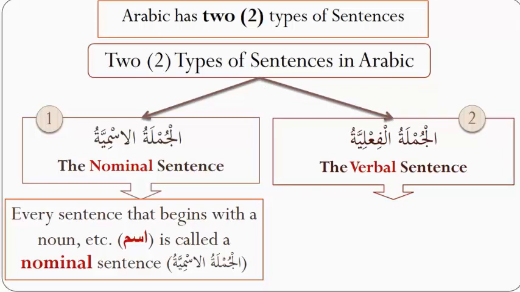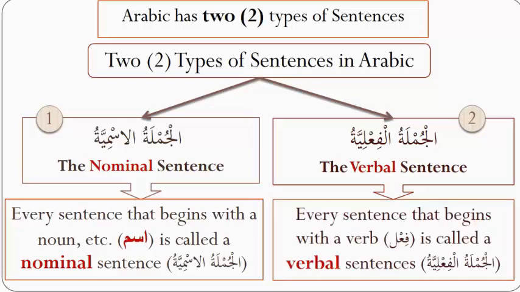And then we have the second category, which is al-jumlatul fi'liyatu. Notice fa'ala, fi'lun. Al-jumlatu means sentence. Al-fi'liyatu has to do with verb, so it is the verbal sentence. Now the jumlatul ismiyya begins with an ism, so the jumlatul fi'liyya begins with a fi'l. So every sentence that begins with a fi'l, with a verb, is called al-jumlatul fi'liyatu, the verbal sentence.